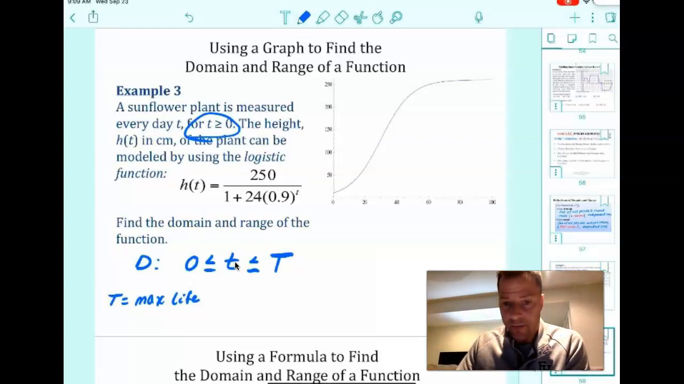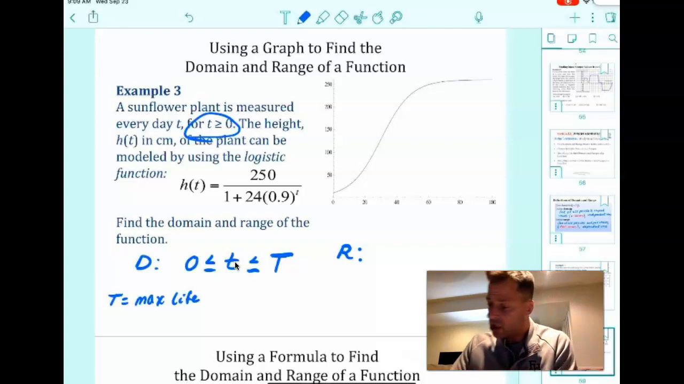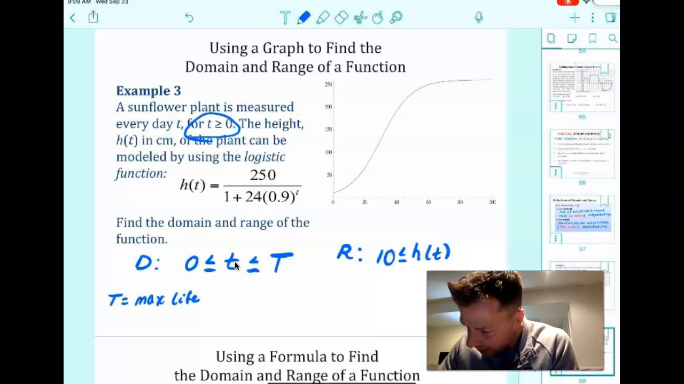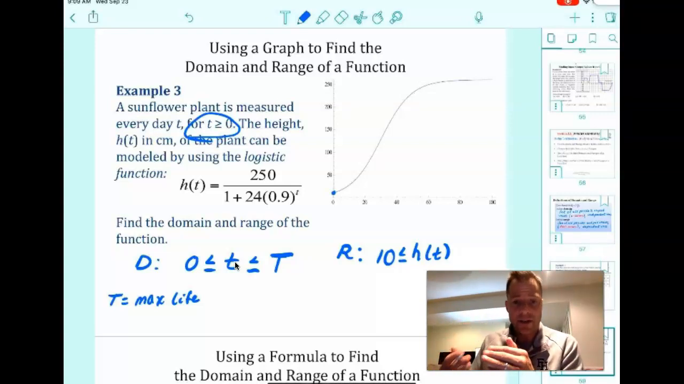Okay, the range of our function, and I got to move my picture here in a minute. If you plugged in 0 for t, you would get 250 over 25, which is 10. So our range is h of t greater than or equal to 10, and if you look at the graph, right about there is 10. They show us if you plug 0 in, that's the start. The plant starts 10 centimeters tall, and it's going to grow.